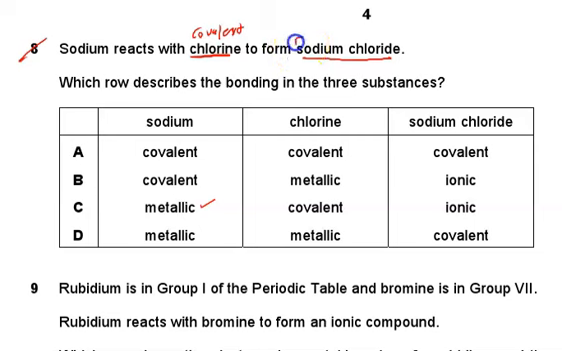Here we have sodium, which is a metal, and a non-metal. When a metal and a non-metal combine, they will form ionic. So 8 is C, the best answer here: metallic, covalent, and also ionic. I hope you can understand number 8. Now let us move on with number 9.